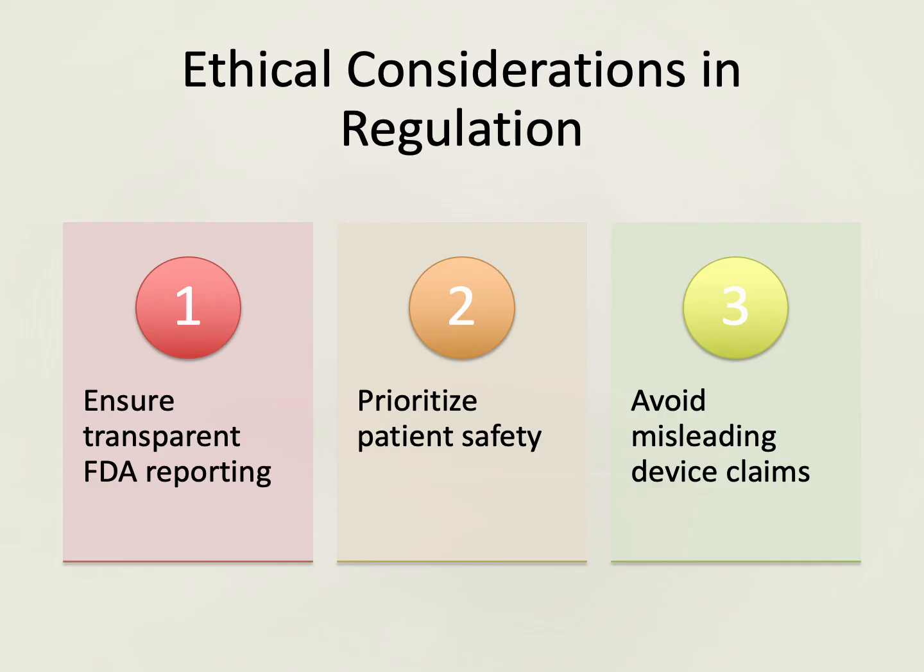Following success strategies, let's discuss ethical considerations in U.S. medical device regulation. Ensuring transparent FDA reporting involves submitting accurate data in 510(k) submissions, registrations, and listings, like a manufacturer detailing a device's true performance. Prioritizing patient safety means designing devices and processes to minimize risks, such as rigorous testing for a diagnostic tool. Avoiding misleading device claims prevents exaggerating effectiveness, like claiming unverified benefits for a health app.